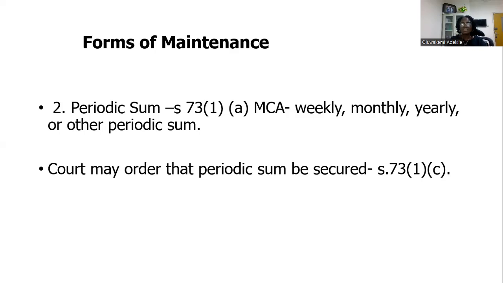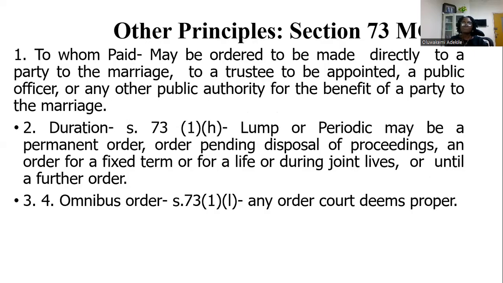The arguments about whether a lump sum is better or not better are not for this presentation, because there are issues about the tendency to waste the money or whatever. That is not before us today. The court may also order that the periodic sum be secured, so that it will not be that after you paid 6 months, there's no other money. So there could be securities given to ensure that the money continues to be paid. It may be paid directly to the party to the marriage, to the spouse.